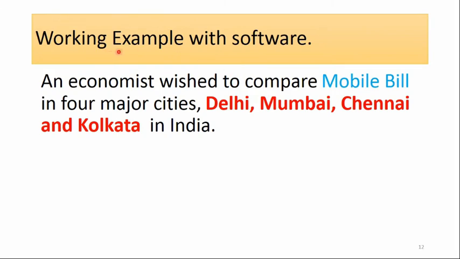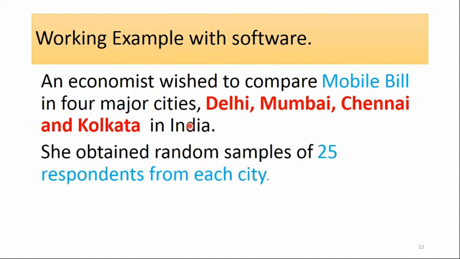Let's start a working example with software. An economist wishes to compare mobile bills in four major cities: Delhi, Mumbai, Chennai, Calcutta. We would like to check the mean difference of mobile bills between the four cities. Among the four cities, she obtained a random sample of 25 respondents from each city.